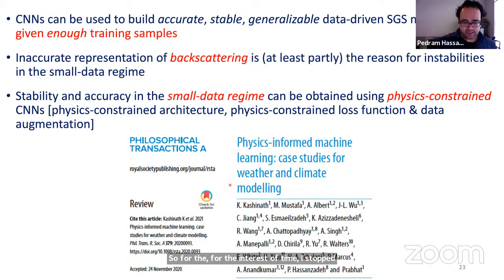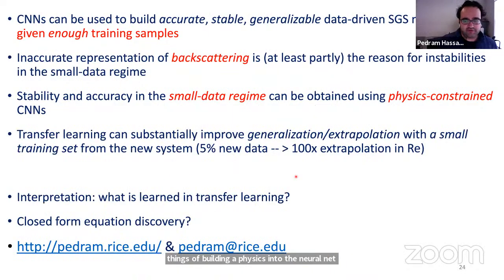I should say that there's a paper that I've contributed to, but it's really led by Karthik Kashinath, on physics for machine learning for weather and climate modeling, that has 10 examples of different ways of building physics into the neural network that you might want to check out. So with that, I stop here. I'll just leave it here, and I'm looking forward to questions.